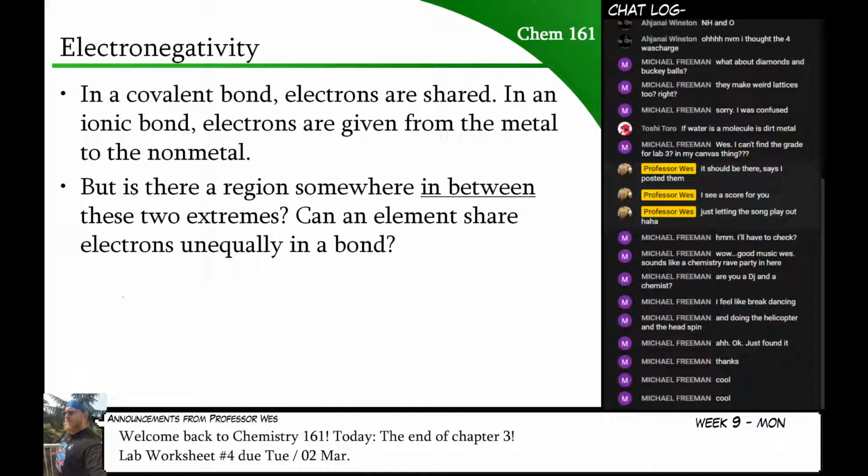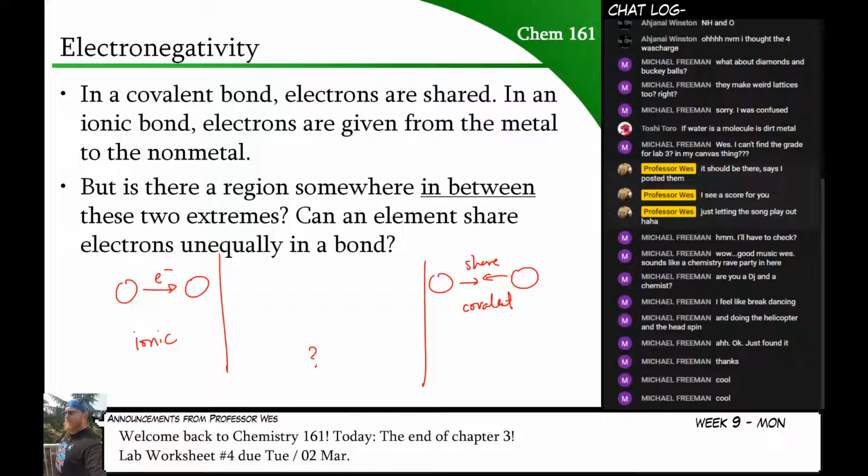Now, if we have the two extremes here, where I just transfer electrons on one side, and over here, we just share them, if these are two extremes, what happens in the middle? The answer is that there's sort of both. We don't really transfer our electrons, but we share them unequally. So maybe this atom shares its electrons more than this one does.